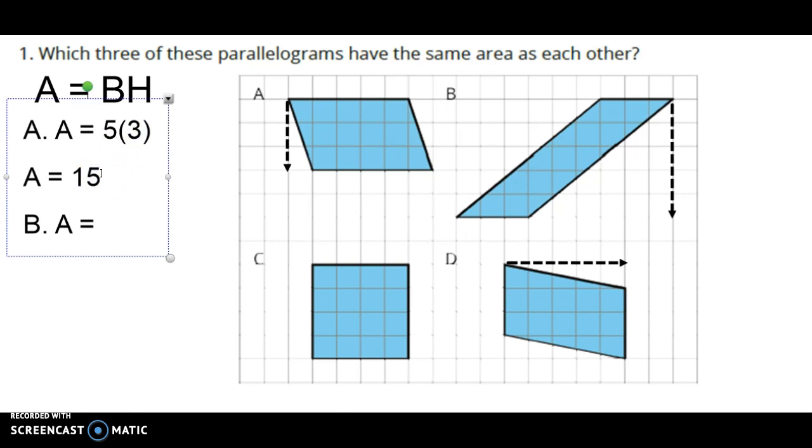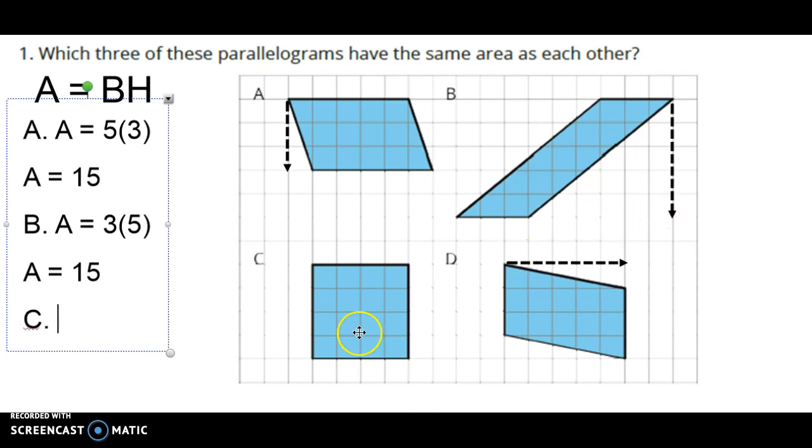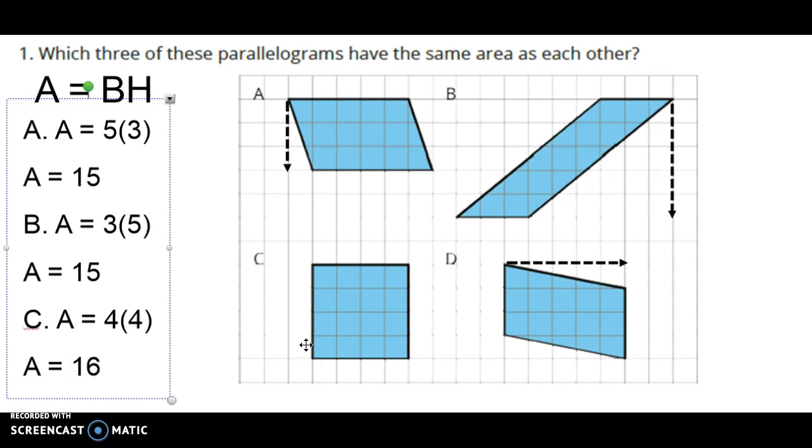B, my area. My base here, I'm going to start down here at the bottom, is 1, 2, 3 units. Now I have to calculate my height. 1, 2, 3, 4, 5. So once again, my area is 15. C, my base is 1, 2, 3, 4. So area is going to equal 4 times my height, which is 1, 2, 3, 4. So my area is what, class? 16.